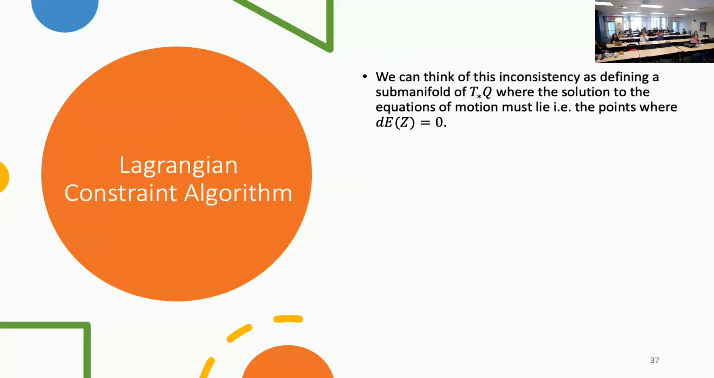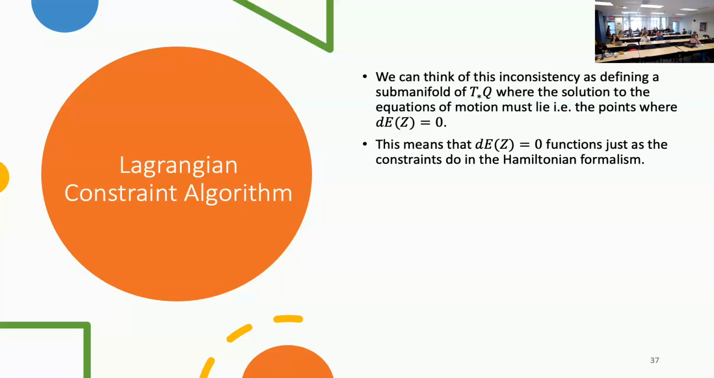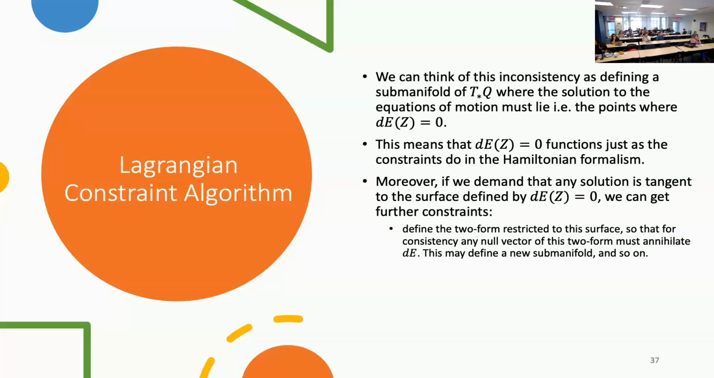So what does this mean? Well, we can think of this inconsistency as telling us that we should define some submanifold of tangent space where the solutions of the equations of motion must lie. That is, they're just going to be the points where we do have this consistency, where dE contracted with the null vectors of this pre-symplectic two-form is equal to 0. This just means that this equation functions just as the constraints do in the Hamiltonian formalism. They give us some submanifold where the equations of motion ought to lie. And we can repeat this process in the same way that we did for the secondary constraints on the Hamiltonian side. That is, if we demand that any solution is tangent to this surface, we can get some further constraints.